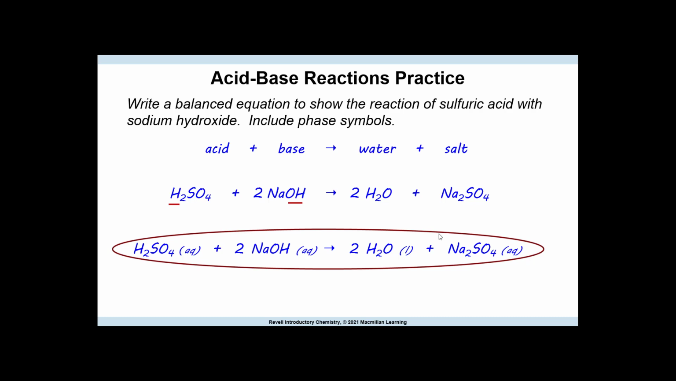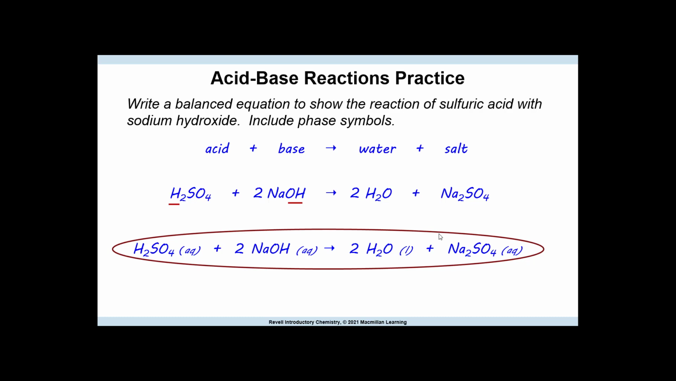We write a balanced equation to show the reaction of sulfuric acid with sodium hydroxide. Include phase symbols. We begin by writing an unbalanced equation to describe this reaction. We follow the general acid plus base forms water and a salt. The reactants are sulfuric acid and sodium hydroxide. One product is water, and the other product is the ionic compound produced by the spectator ions.